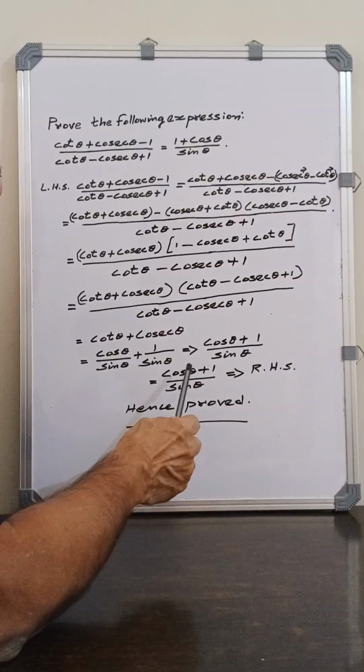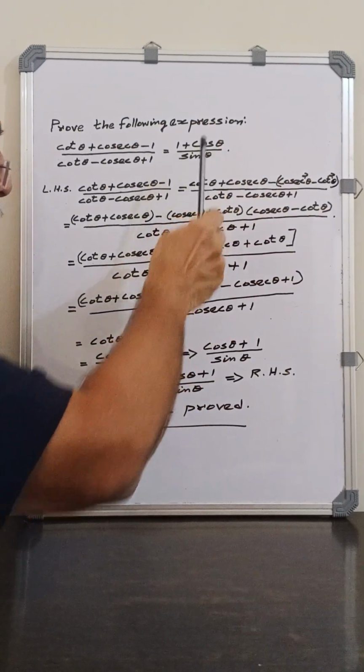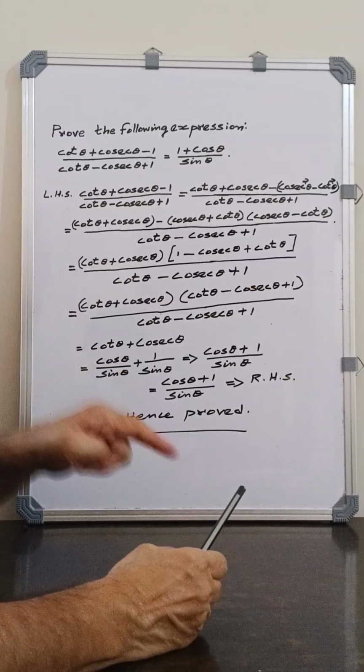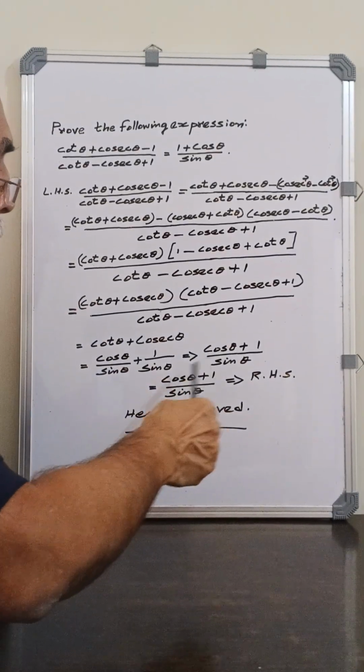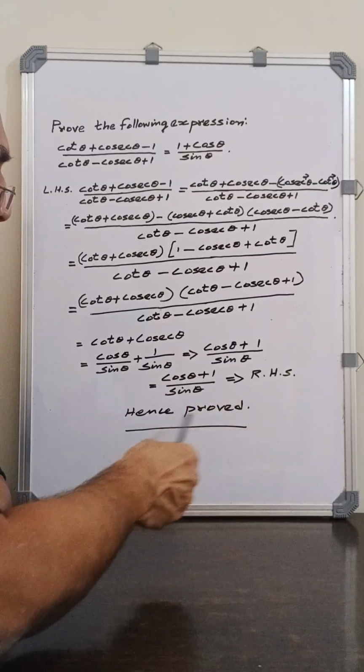That is cos theta plus 1 by sin theta equals RHS. 1 plus cos theta is the same as cos theta plus 1. Therefore, cos theta plus 1 by sin theta equals RHS. Hence proved.